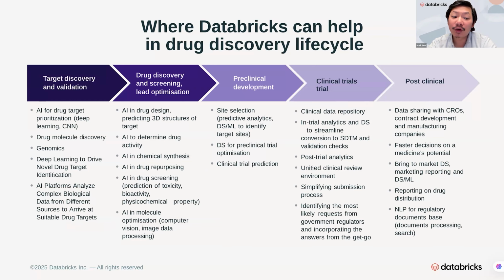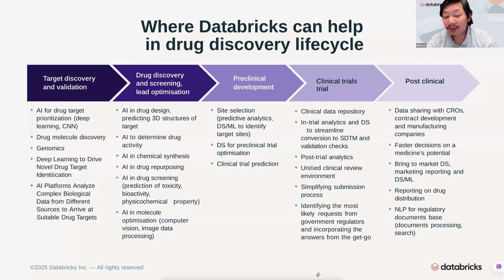We're seeing work within QSARs for drug molecule discovery. And we're seeing the development of very strong AI platforms that allow you to analyze many, many different types of biological data from different sources in order to find suitable drug targets. We also see movements within drug discovery and screening for lead optimization. So that's more of the QSAR work. How do folks leverage agent solutions in drug design? How do you predict the 3D structures of targets utilizing technology like AlphaFold? And very importantly, how do you use AI to determine drug activity through homology modeling?